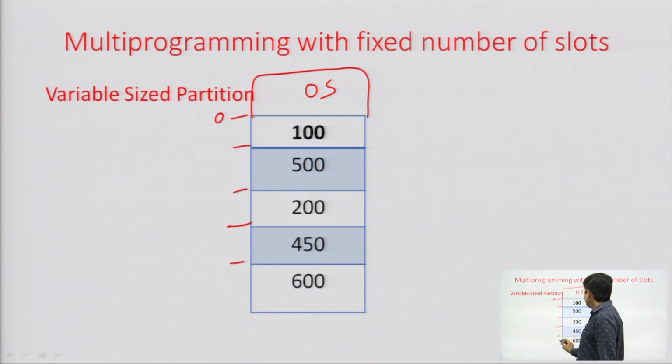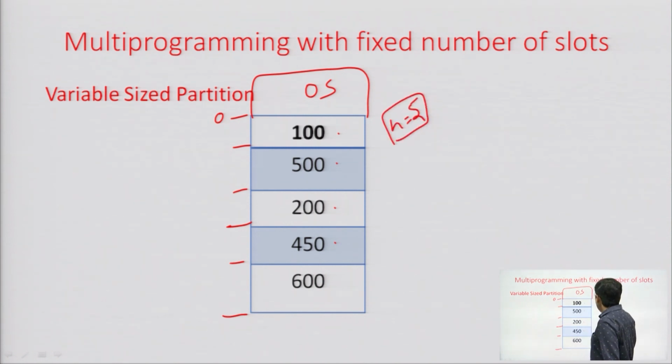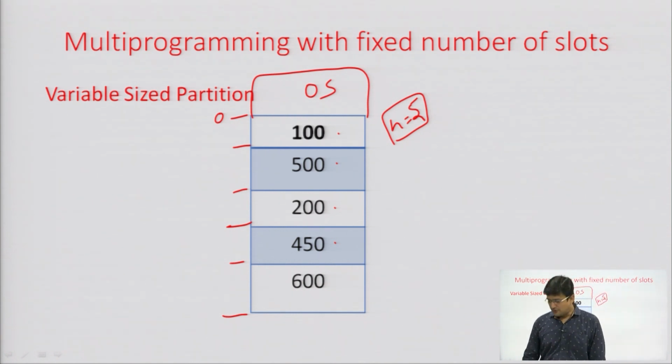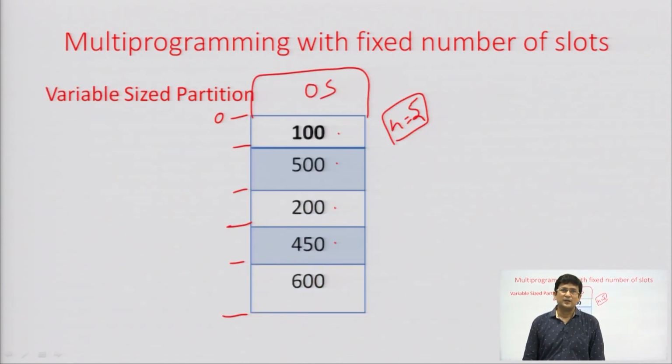These are the different partitions that we have created, and they are of unequal size. One is of size 100, then 500, 200, 450, 600. Based on the sizes of the processes that we usually see, we have divided the memory into various parts. The degree of multiprogramming here has also been fixed to 5, so n is equal to 5. You cannot accommodate more than 5 processes in these chunks. So the two schemes are: one divides your memory into equal size partitions, and the other divides your memory into unequal size partitions.